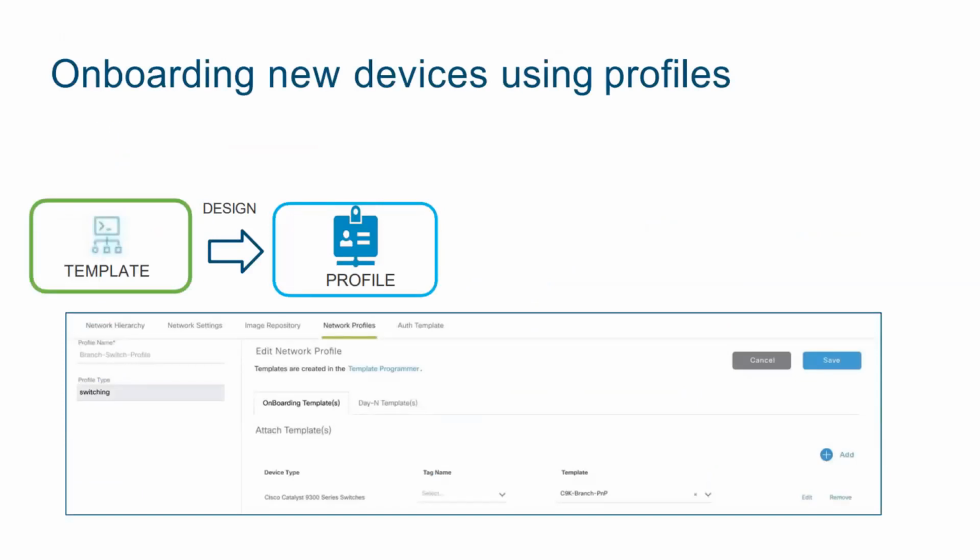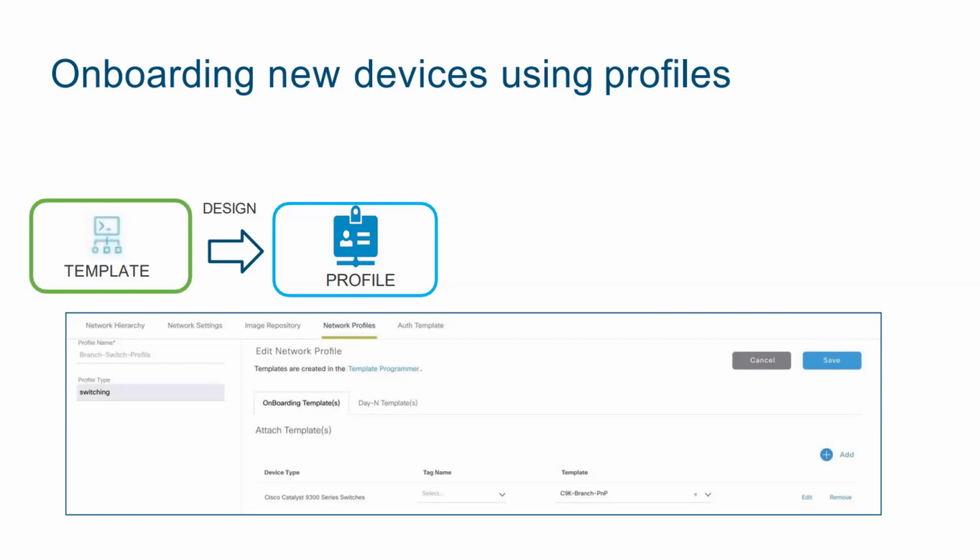So here we need to remember that we need to create some configuration. As I said, we call it the day zero template configuration. We need to assign that template to a profile, and that profile is assigned to the device, which is still not there. How can we do that?